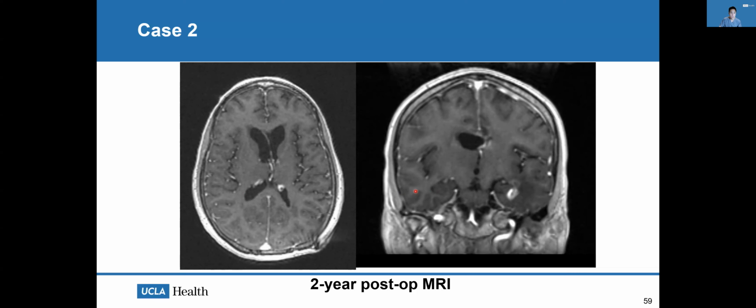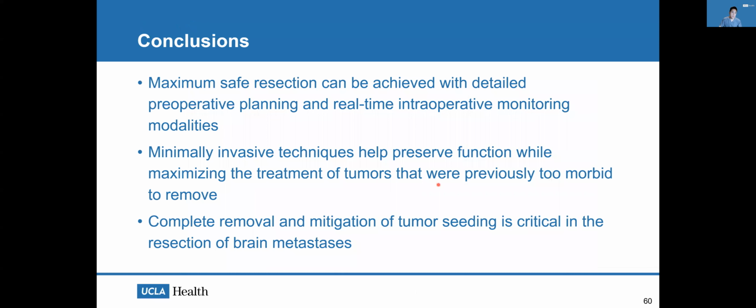So in conclusion, maximum safe resection can be achieved, but it takes a lot of planning and it takes a lot of advanced neuromonitoring techniques. Minimally invasive techniques, they're not just gimmicks. They really can help preserve function, but it's important to know when to use them and to always bring them to the table and ask your oncologist, is this appropriate?